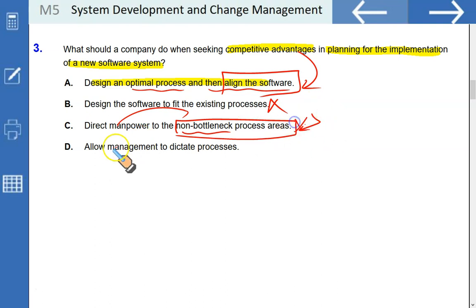This is incorrect. Allow management to dictate process. Again, this is incorrect. Why? Because the specific department or segment manager or the process manager, together with the IT expert, they are the ones who should determine the processes and how the software can be aligned with those processes.